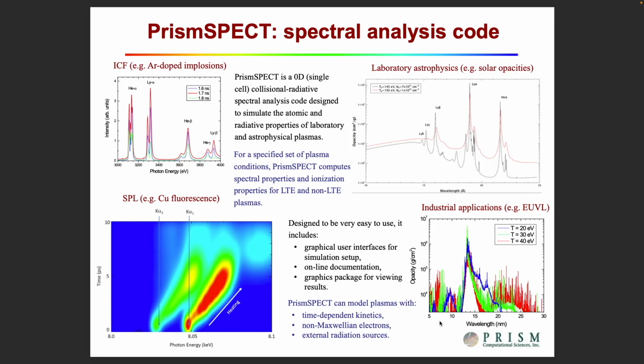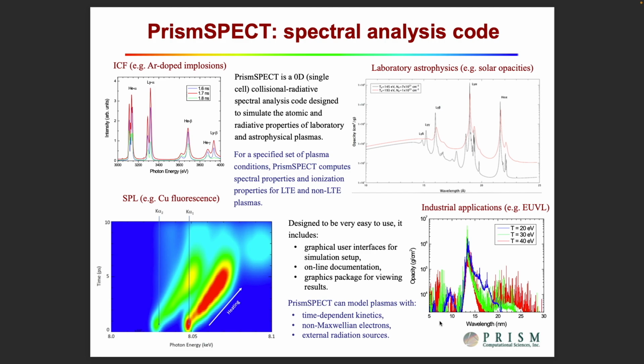In the upper right is an example of a PrismSPECT simulation of plasmas used in laboratory astrophysics experiments, for example, in the study of solar opacities. The lower left is a time-dependent PrismSPECT simulation of the spectra in a short-pulse laser experiment observing the cold K-shell emission of copper caused by hot electrons.